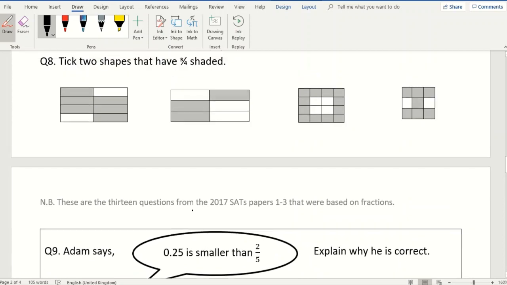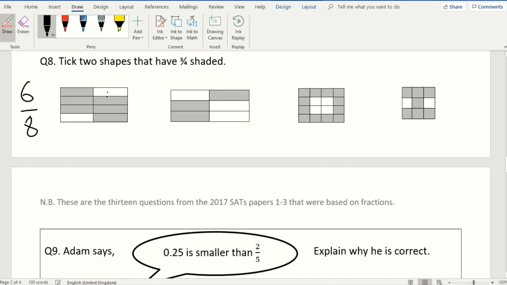Question number 8. Take the 2 shapes that have 3 quarters shaded. So you have to be careful with these. Every single shape has a different amount of equal parts. So my advice would be to count the shapes and count the shaded area first. So there's 1, 2, 3, 4, 5, 6, 7, 8. So that denominator is 8, and the shaded parts are 1, 2, 3, 4, 5, 6.